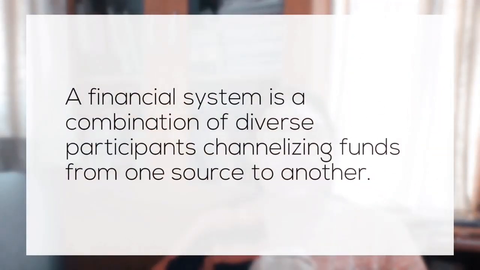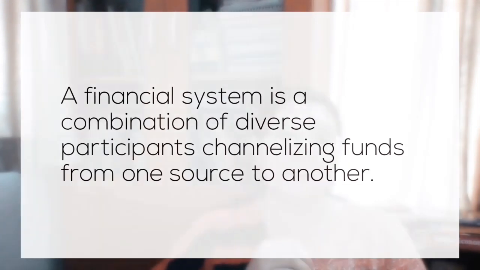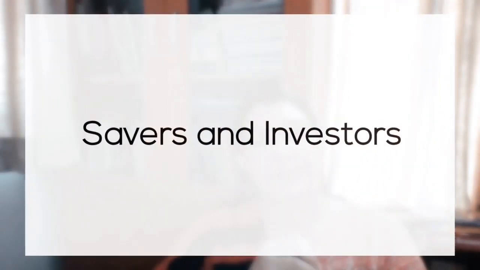A financial system is a combination of diverse financial participants channelizing funds from one source to another. Then we have a question: why should there be a channelization of funds, or why do funds have to flow from one source to another? Consider an economy with two major participants. We can call them the savers and investors.